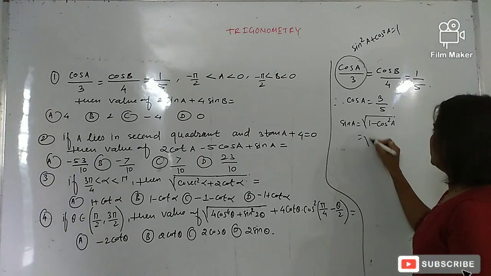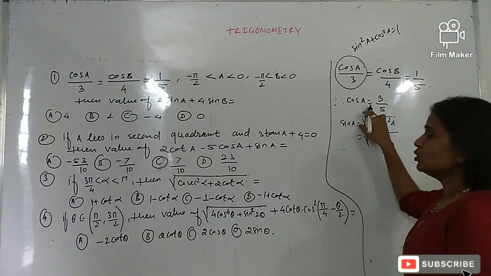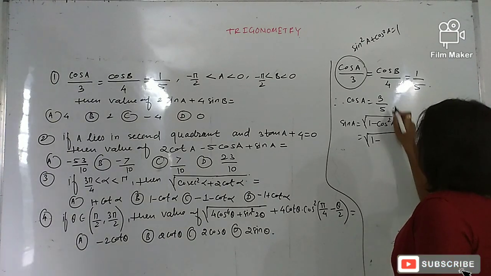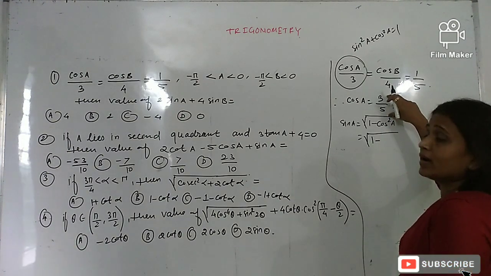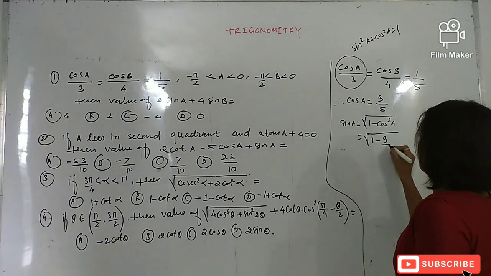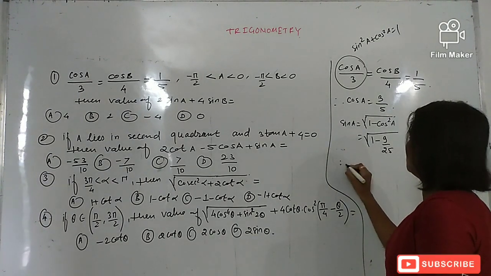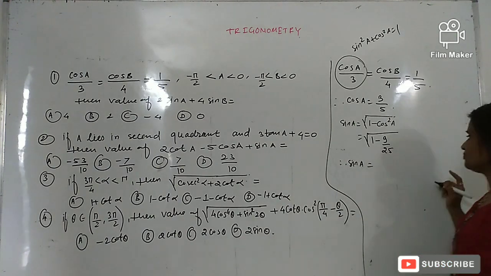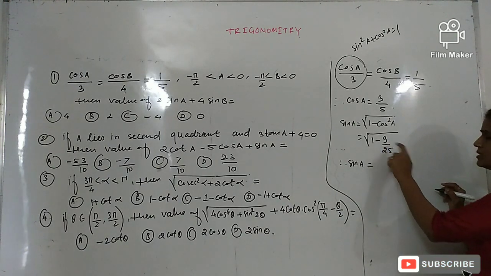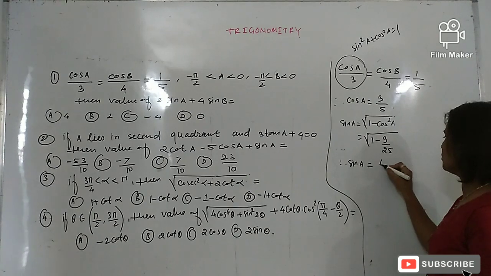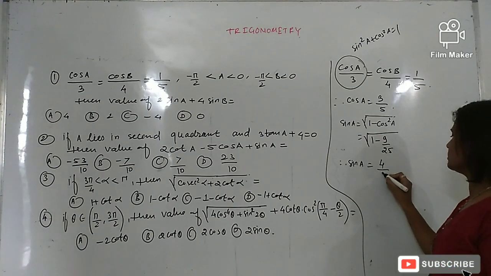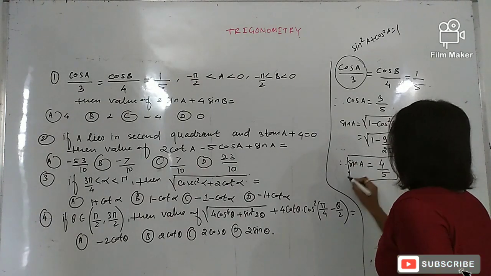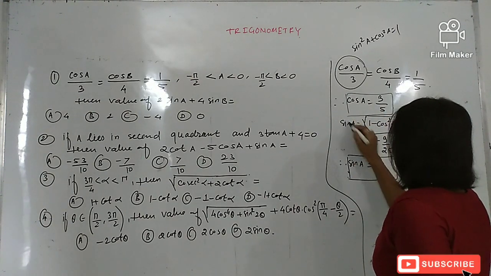Okay, so we have this cos A value, so just put this value. Cos square A means the square of this, it is 9 by 25. Complete the calculation. So you will get the final value: 25 minus 9 is 16, and the square root of 16 is 4, divided by the square root of 25 which is 5. So this is the value of sin A. So this value is cos A and this value is sin A.